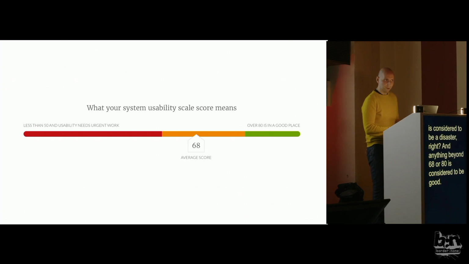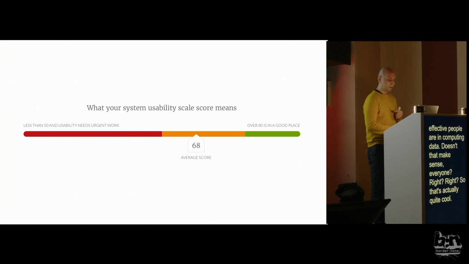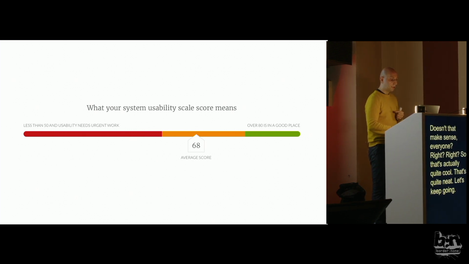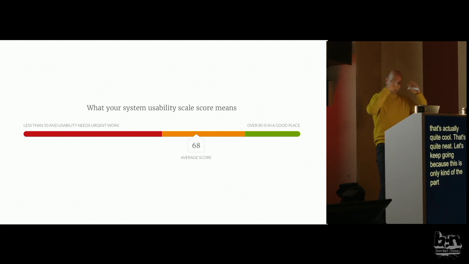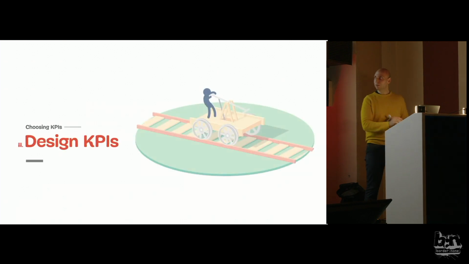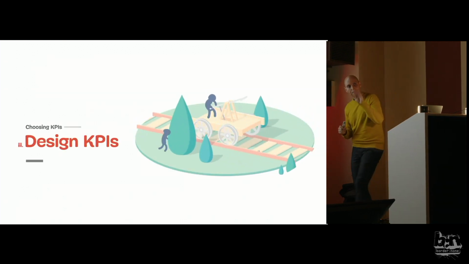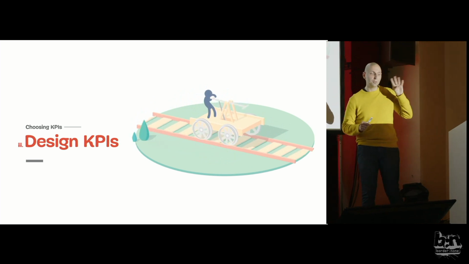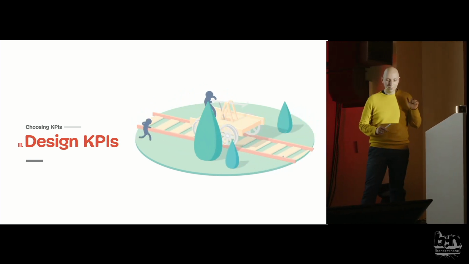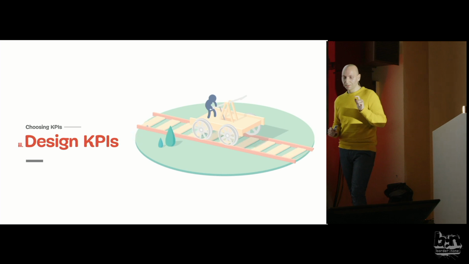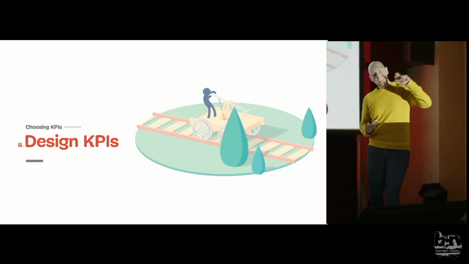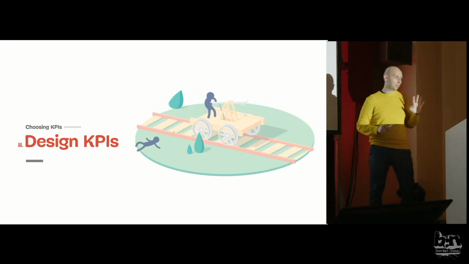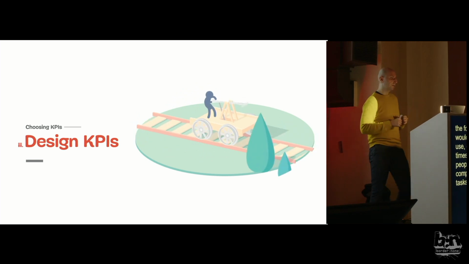Does that make sense, everyone? Right? So that's actually quite cool. That's quite neat. Let's keep going, because this is only part of the story. The question is, how do we track other things, for example, right? How do we establish it across an entire organization? And this brings us to the notion of KPIs. Because there are different metrics, and these are the 4 that I would always use: completion times, how fast people are in completing those tasks, errors, system usability scale, and frustration score, right? I want to show you how it all fits together.